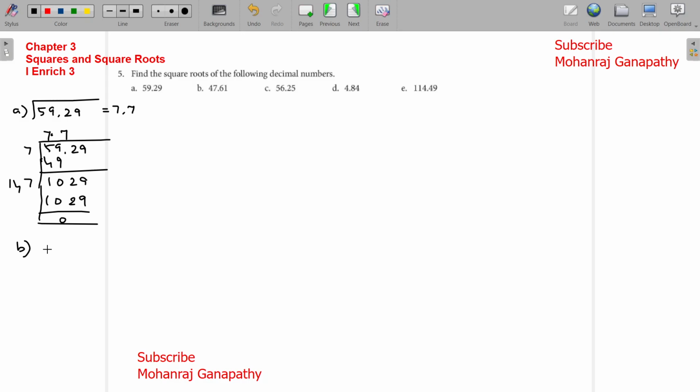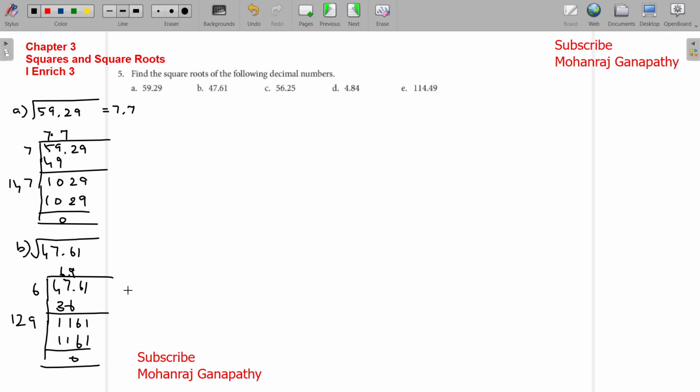B. 47.61. 6 6s are 36, 7 7s are 49. So 6 6s are 36. 6 2s are 12. 9 times 9. 6.9. 9 9s are 81. 9 2s are 18. 18 plus 8 is 26. 9 plus 2 is 11. 0. Which is equal to 6.9.